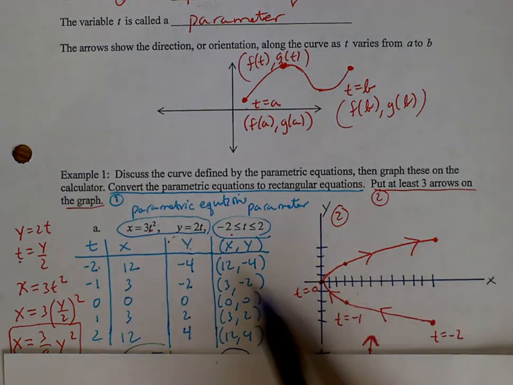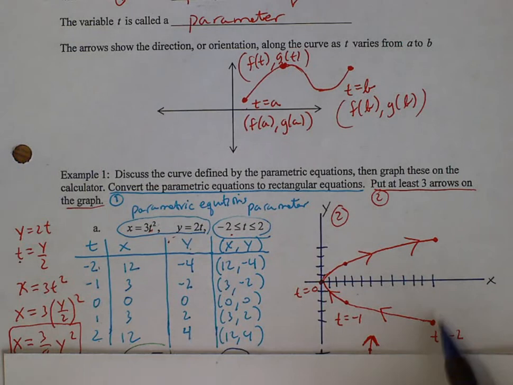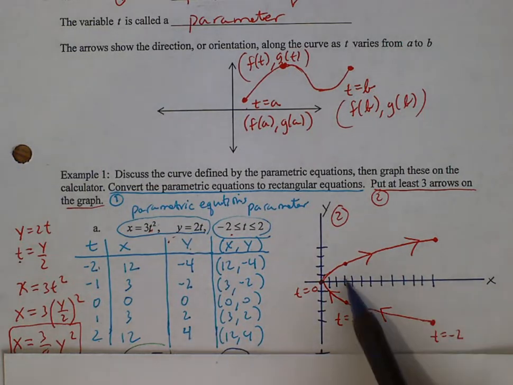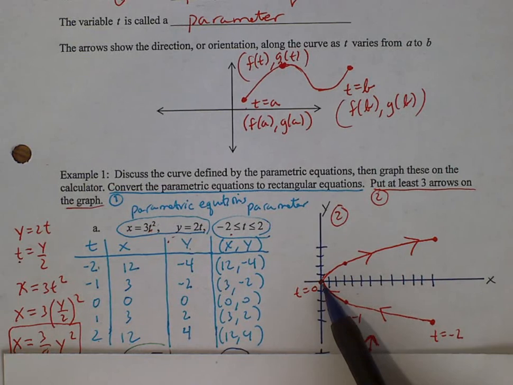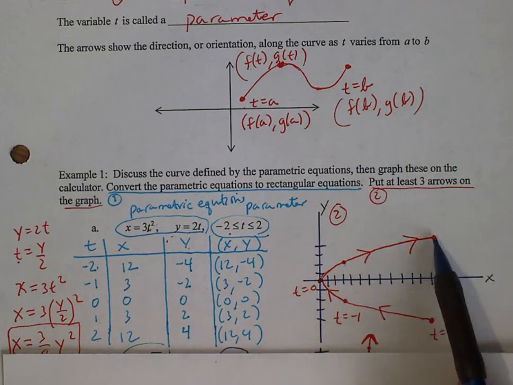All right, so I plot these 5 points. So (12, -4) will be right here. And then (3, -2) is right here. (0, 0) is right here. Then (3, 2), and then (12, 4).